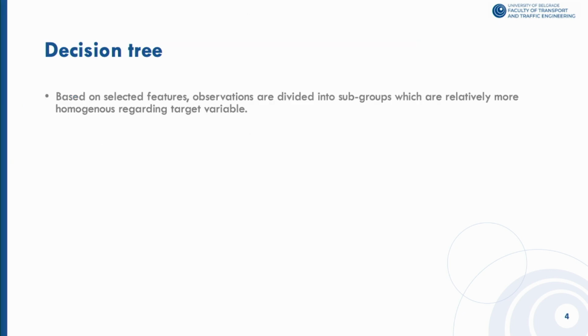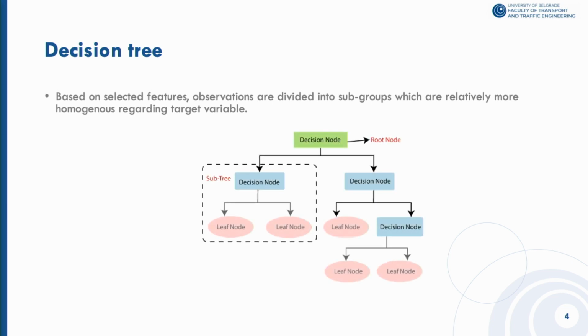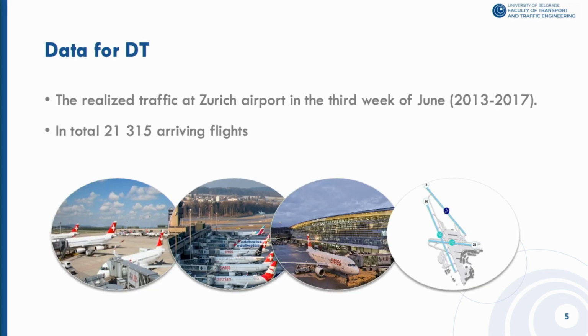I didn't know at the beginning what your background is, but I learned that you are all more or less experienced with decision trees, so I will skip this slide on how the decision tree works and go straight to the model. We wanted to build a model for predicting flight delays at Zurich airport, and we had traffic recordings from this airport. It was traffic data from the summer seasons in the period from 2013 to 2017, and after cleaning the data, we finished with slightly more than 21,000 arriving flights, and also a different group of departing flights. But today I will focus just on the arriving flight model.